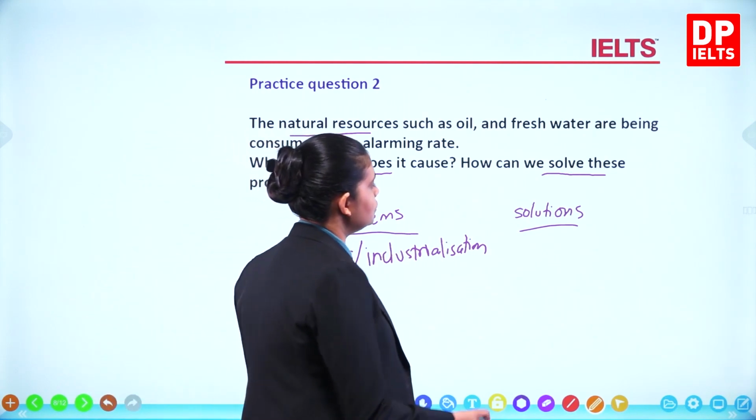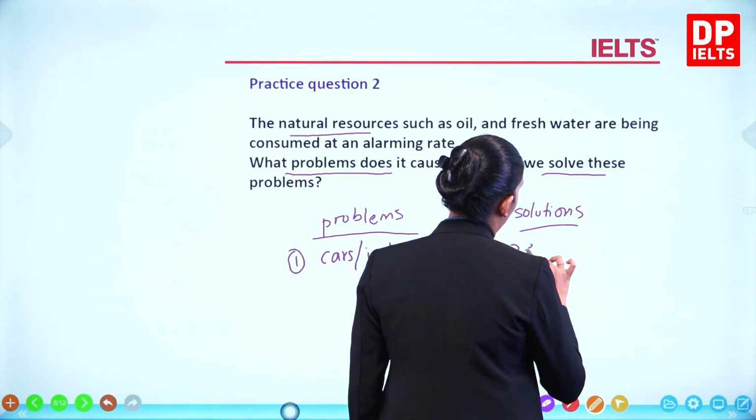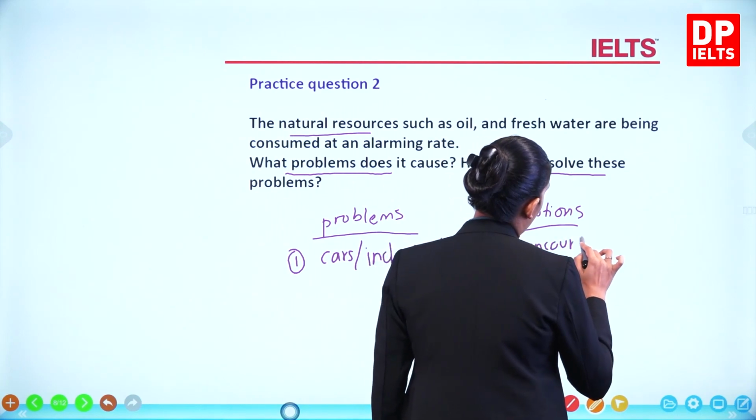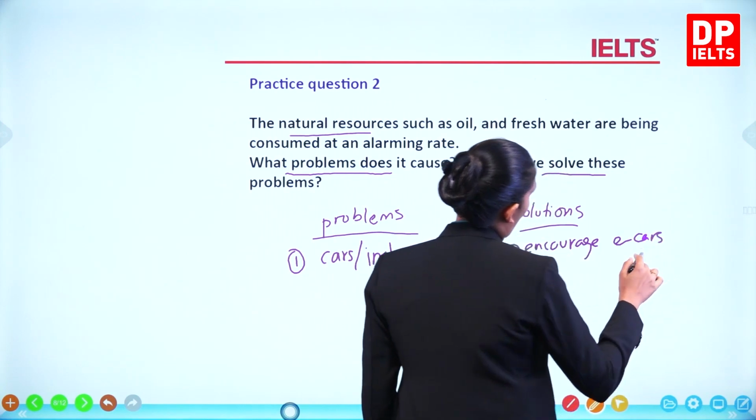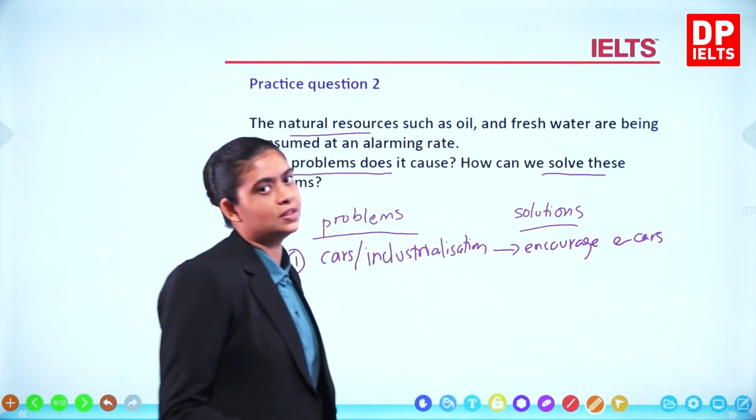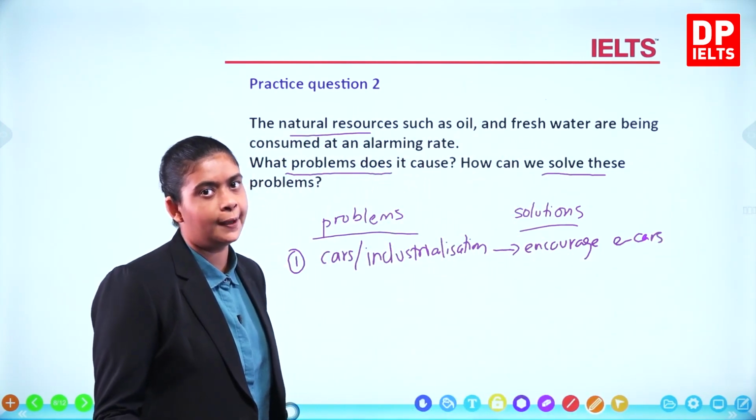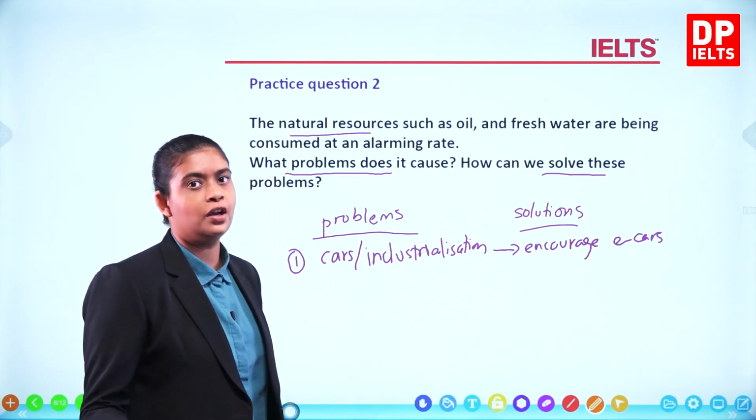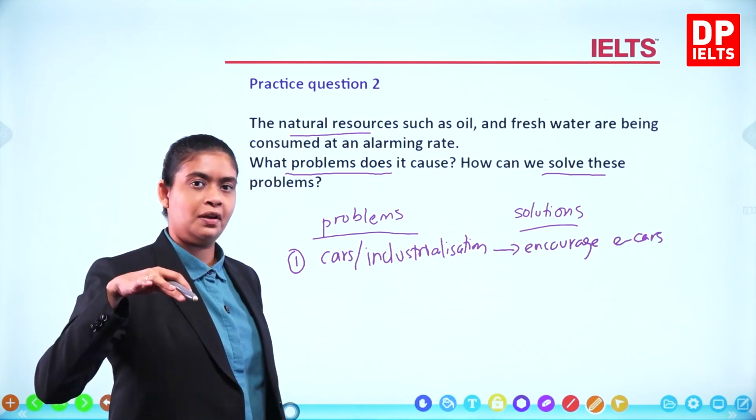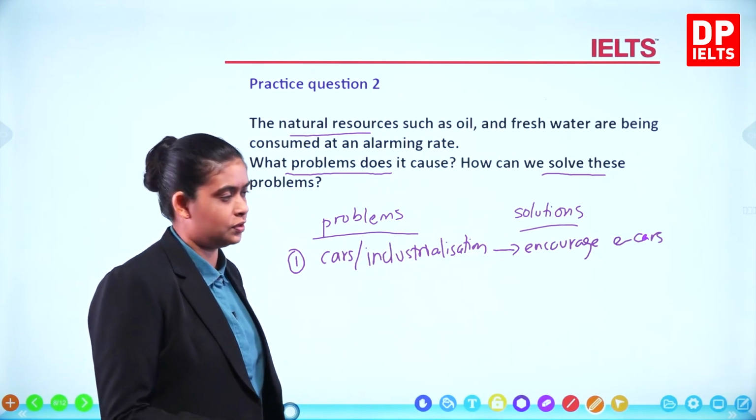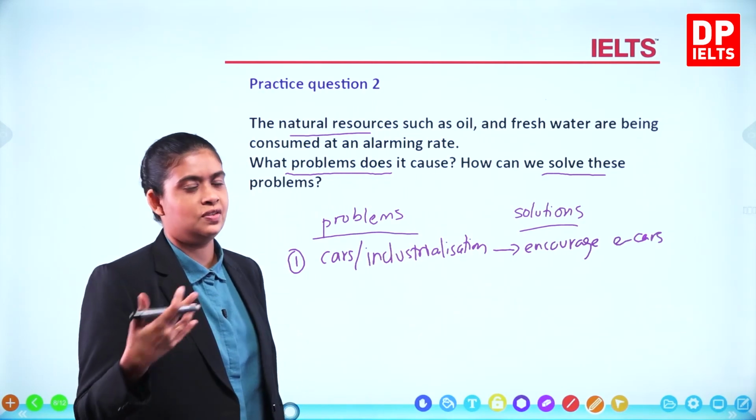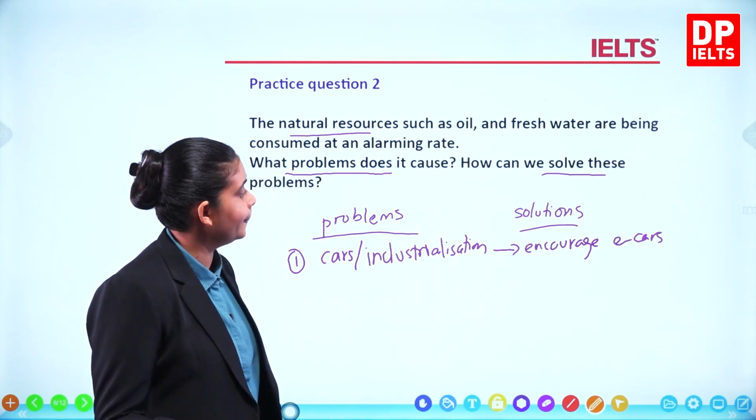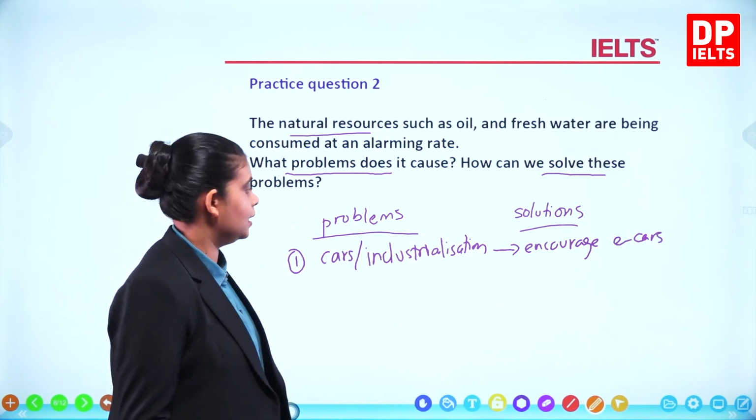So solutions could be where you encourage e-cars, electric cars, okay, where you use alternative energy sources like either wind or solar. So you have solar power and from that you charge the vehicles, and you start using your equipment in organizations and companies or plants, okay. Could be one way.